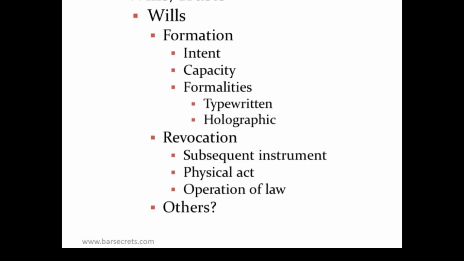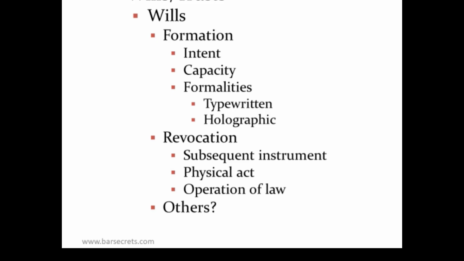Big thing on wills: to form one, you need intent, capacity, and formalities. Know that a typewritten will must come with the formalities of being signed in the presence of two attesting witnesses present at the same time during T's lifetime, and so on. Memorize those formalities for a typewritten will. And then for a holographic will, how do you perfect it? Material provisions in T's handwriting with some kind of evidence of testamentary intent. It's signed, but does not have to be dated.